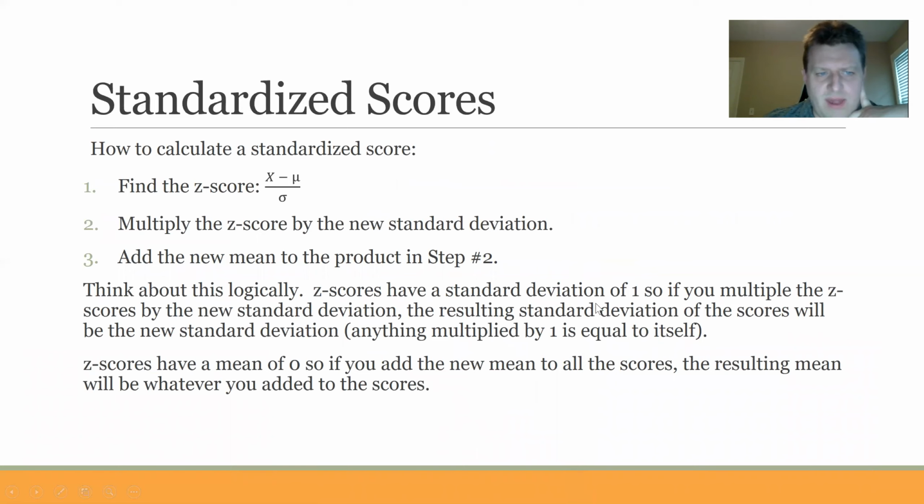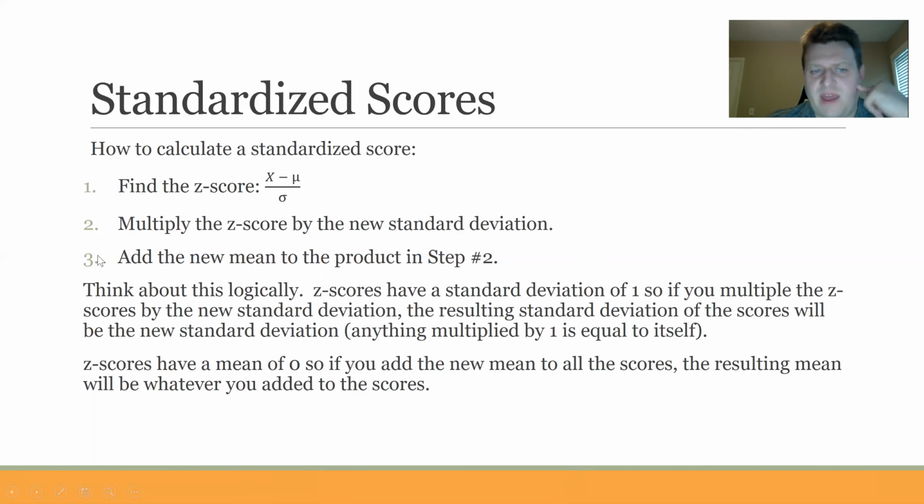All right, so let's talk about how we find and calculate a standardized score. There's going to be 3 steps. First thing that we do is we need to find the Z-score. So we take the score, we subtract it from the mean, and we divide it by the standard deviation. Okay, that's how we calculate a Z-score.